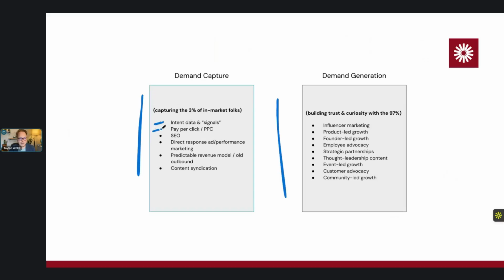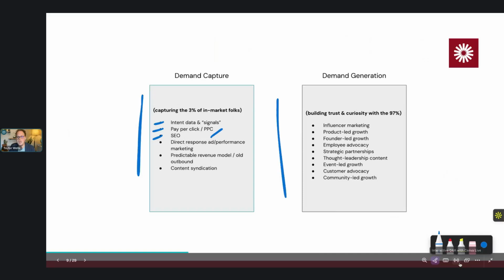Pay per click, PPC, is probably one of the highest intent signals. SEO, they're both tied, and a lot of them are used in conjunction with each other. These are people typing into Google, typing into ChatGPT, and hopefully you can capture those signals. Then direct response, performance marketing: ads that are very sales focused, where the goal is ultimately to get somebody to book a demo in that ad.